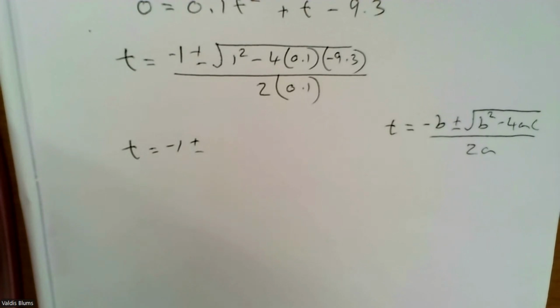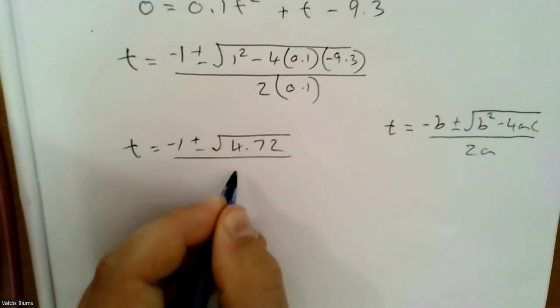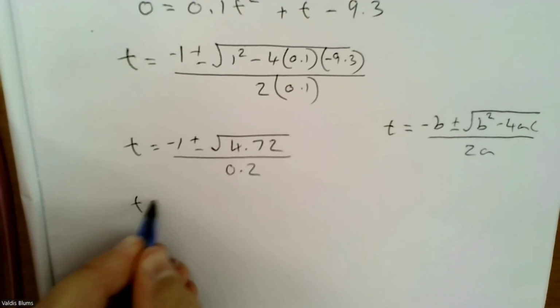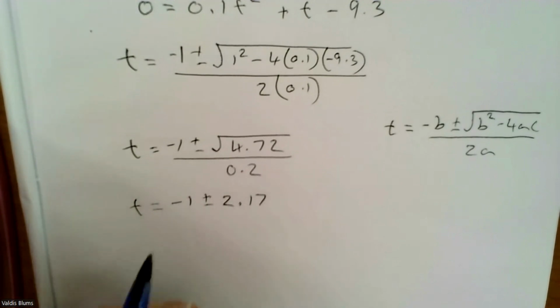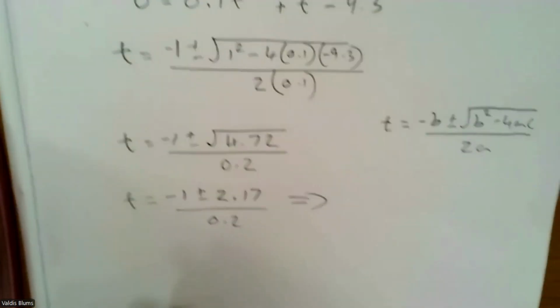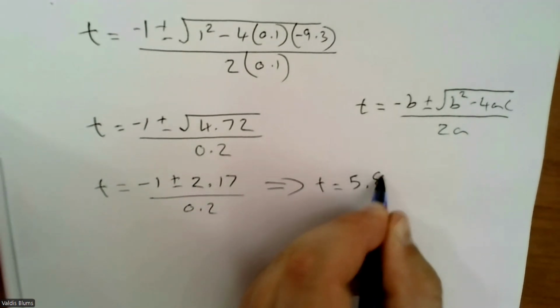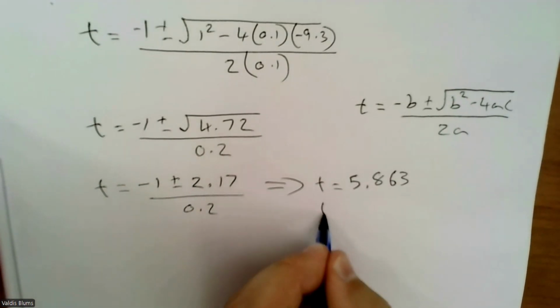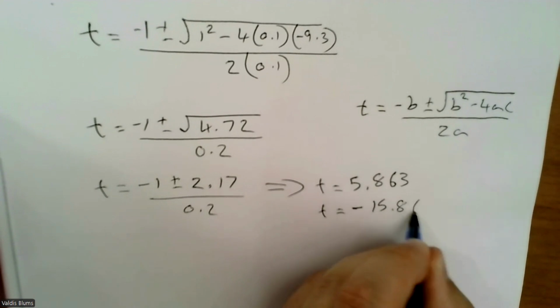Again, you can just plug this into your graphics calculator to solve it, or we can do the few extra lines in a scientific calculator. 0.72 all over 0.2, minus 1 plus minus 2.172. And simplifying this, we get two solutions. t is equal to 5.863 and t is equal to minus 15.863.